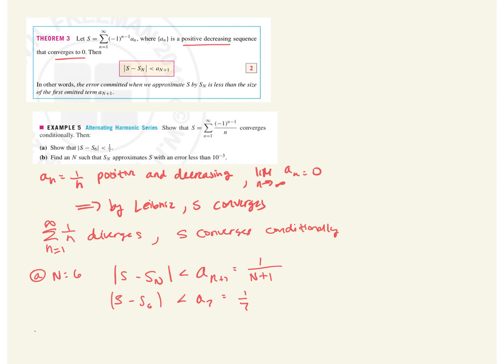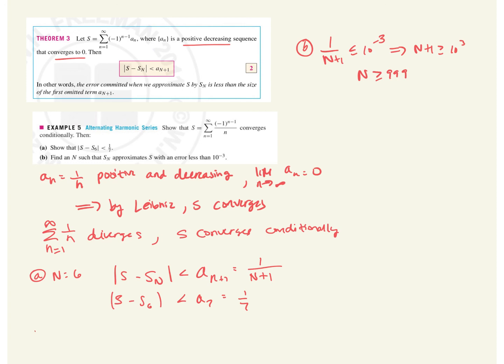And then part B, actually, let me start part B up here. We need a little bit more, and some of the evidence is proven in another section later on in the chapter, but I'll recall what they are giving us. Okay, so part B, in order to show that this error is less than 10 to the negative third power, first of all, we want to make this statement that 1 over n plus 1 is going to be less than or equal to 10 to the negative third, and we want to manipulate this, right? So this is equivalent to saying that n plus 1 is greater than or equal to 10 cubed, and therefore n is greater than or equal to 999.